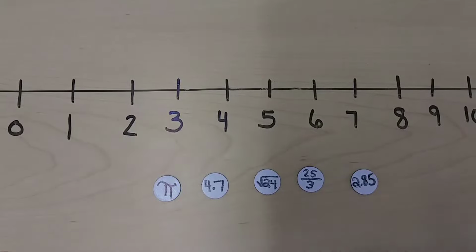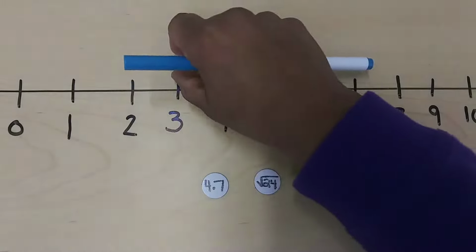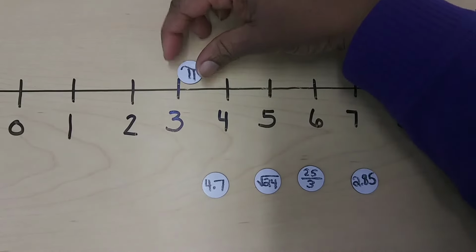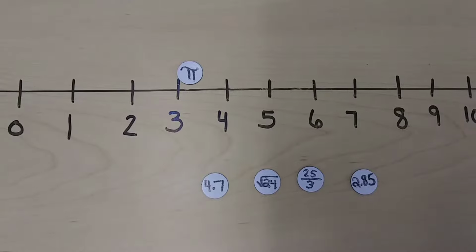I have pi. The value of pi is what? It is 3 14/100. So pi will actually be more than 3 but less than 4, but it's real close to 3 as a whole number. Which one could we do next?